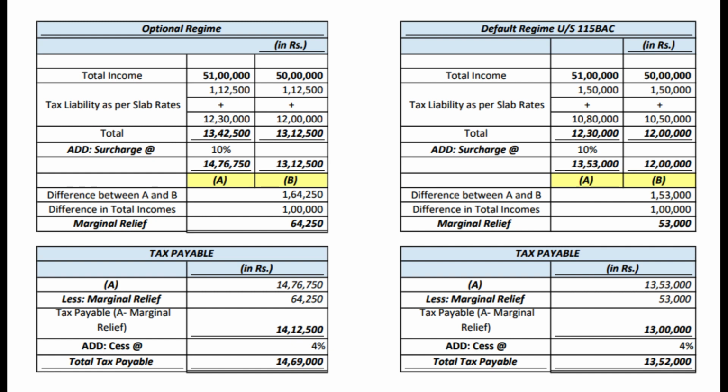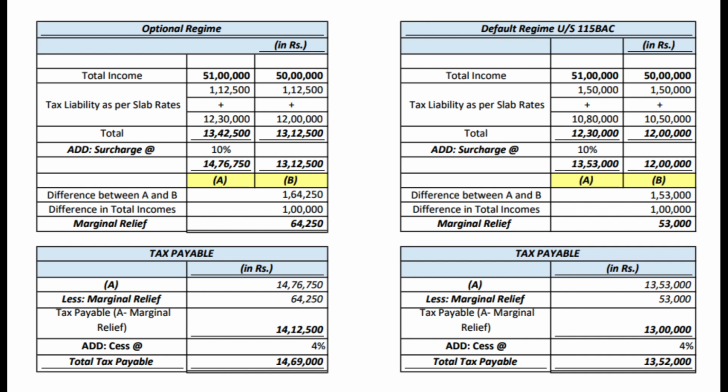You can see the difference between case A and case B. The difference in the tax liability due to increase in total income is rupees 1,53,000. The difference in total income is rupees 1 lakh only. So, due to 1 lakh rupees increase in the total income, the assessee has to now pay rupees 1,53,000 tax in excess. The excess tax payable by the assessee due to increase in the total income by 1 lakh is rupees 1,53,000.